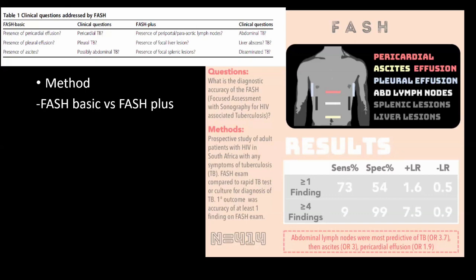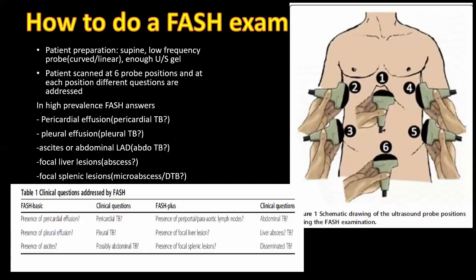there is still an advantage to doing a more formal or comprehensive ultrasound abdomen. In a more formal scan, you could look for nephropathy, cardiomyopathies and cardiomegalies, but these were not included as part of the routine FASH because you obviously need a bit more skill. So how do we do the FASH exam?